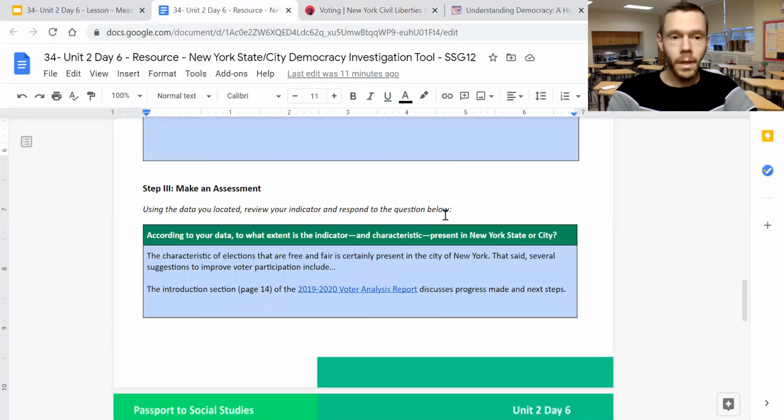Then in step three, using the data and information that you compile from your sources, you'll want to respond to the key focus question, which is: according to your data, to what extent is the indicator and characteristic present in New York State and New York City? Your teacher may ask you for specific guidelines in terms of the length of your response, but this gives you a good opportunity to summarize your overall argument and your position as it relates to this question. And it also gives you an opportunity then to share out your responses with other members of your class.